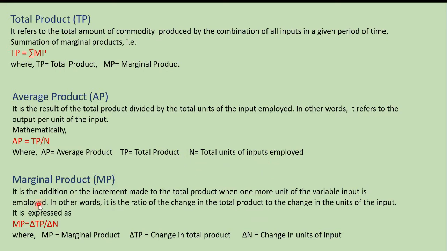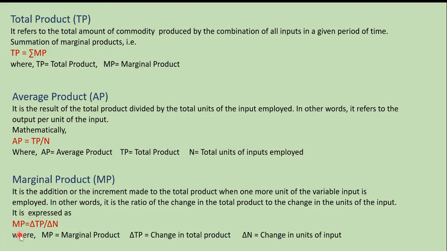Next, let's see the marginal product. How do you calculate it? It is the addition or the increment made to the total product when one more unit of the variable input is employed. Did we learn this already? Yes, in the second chapter, marginal utility. How did you calculate marginal utility? Total utility of n units minus total utility of n minus 1 units. Do you remember that? Similarly, marginal product is also calculated like that.